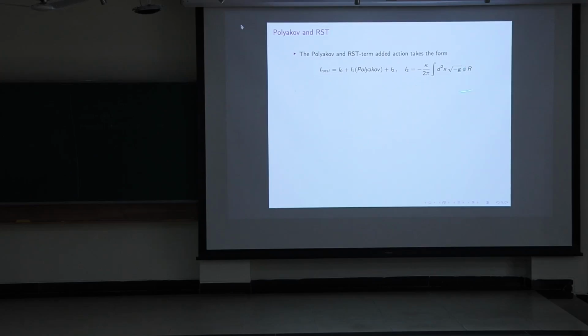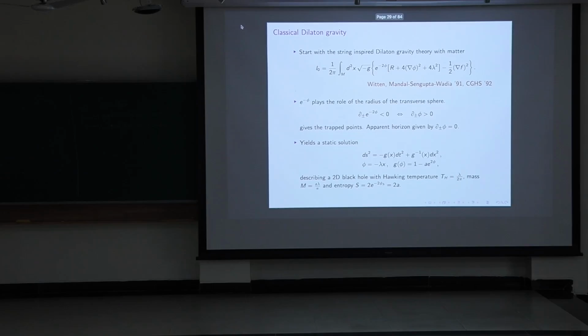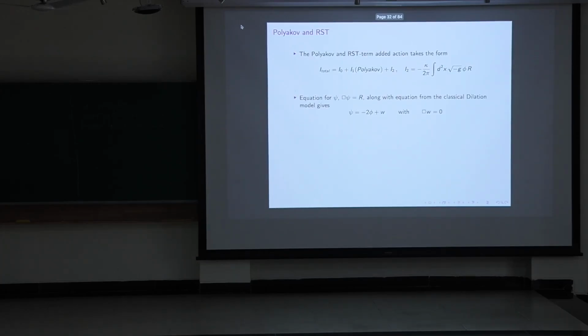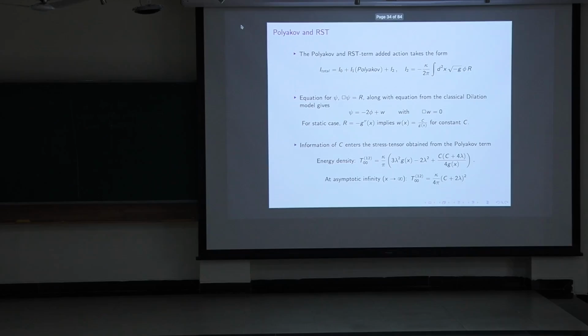So now if you add the Polyakov and RST terms, the RST term looks like this, some local term. Then the equation for psi, which came in the Polyakov action, becomes box psi equals R, and when you solve it, there is this integration constant w which satisfies some equation, and the various choices of w give rise to various states. For the static case, for example, w becomes c over some function of x, and depending on this constant you can have various states. So how are the states computed? The information of this constant enters in the stress tensor.